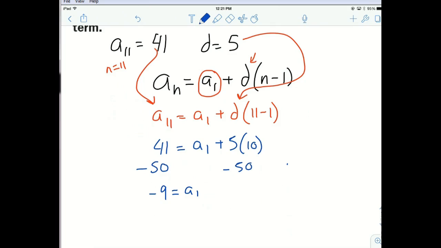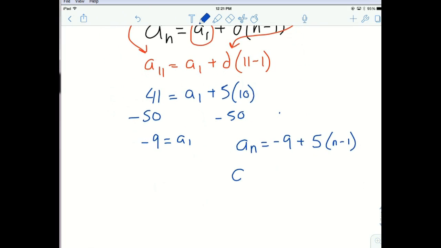Now that we have that, we can write our general rule. A sub n is equal to negative 9 plus our common difference of 5 times n minus 1. When we're trying to write the general rule, we don't need to substitute anything for n. We're just going to try to leave it. This would be 5n minus 5. So a negative 9 and a negative 5 is going to make a negative 14. And there's your final answer.